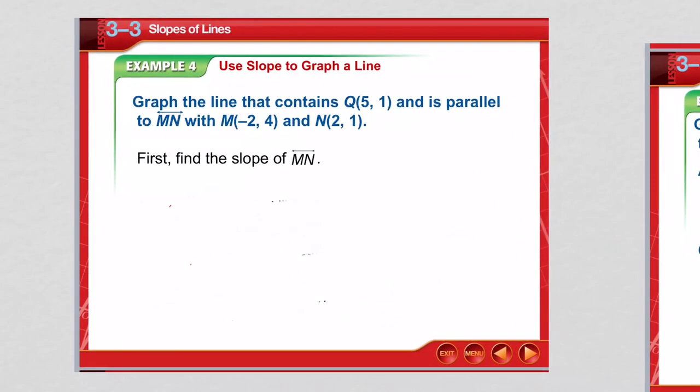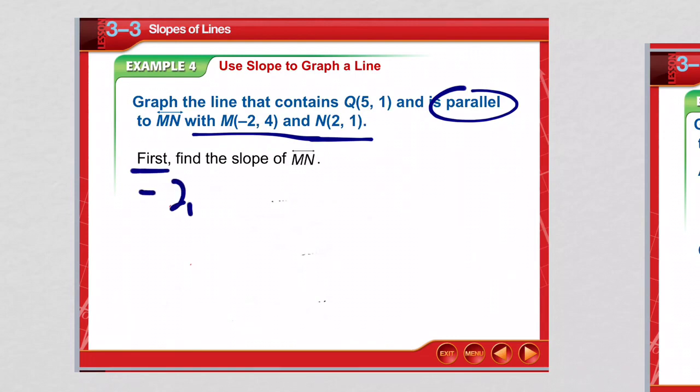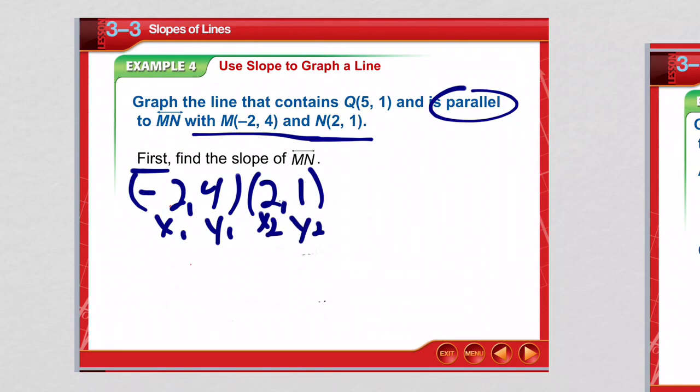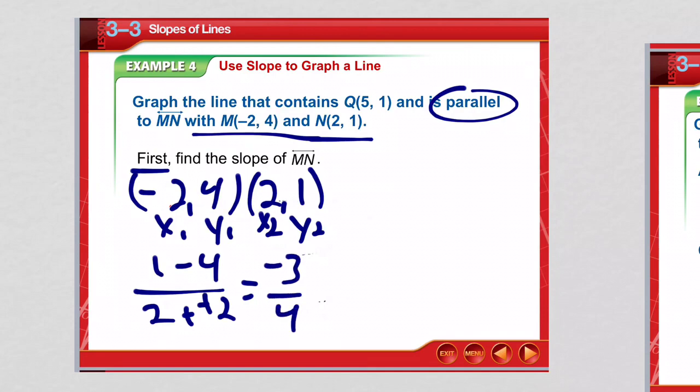And we're going to talk about graphing. So the graph on here, we're going to graph a line that contains the point Q at 5, 1 and is parallel to these two coordinates. So again, because we see the word parallel, we are thinking of slope. So it tells me the first thing to do is to find the slope of MN. So again, we need to write down the coordinates. Remember x1, y1, x2, y2. So y2 minus y1 over x2 minus x1. So 1 minus 4 would be negative 3. 2 plus 2 would be 4, so we have a slope of negative 3 over 4.